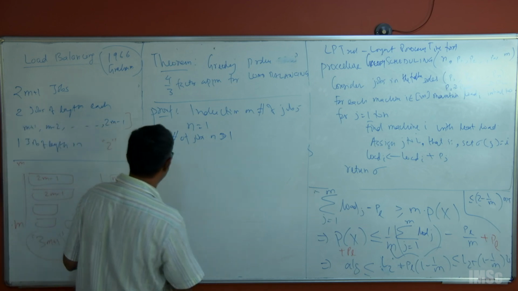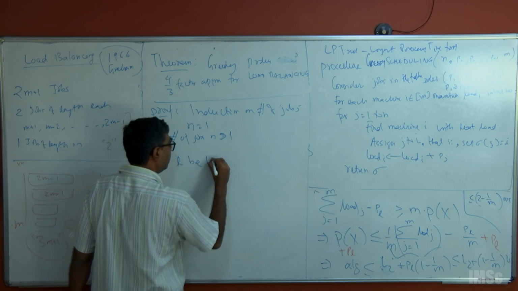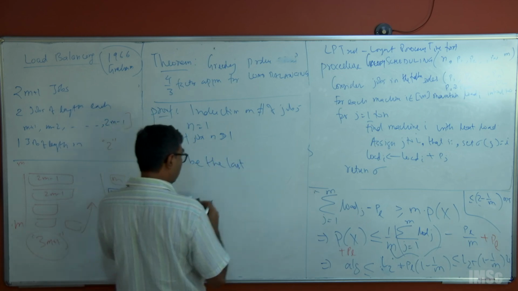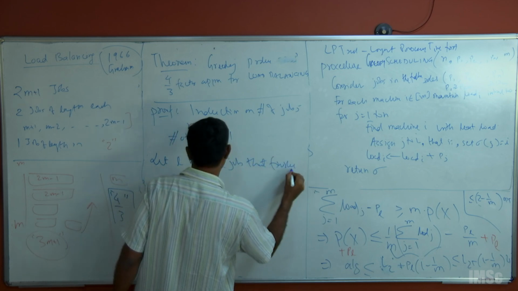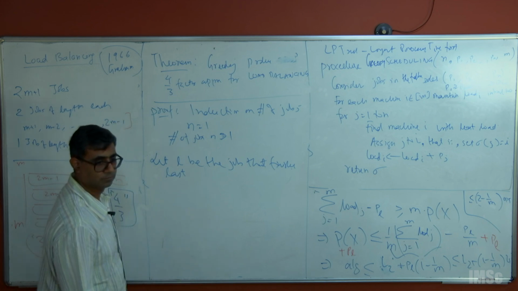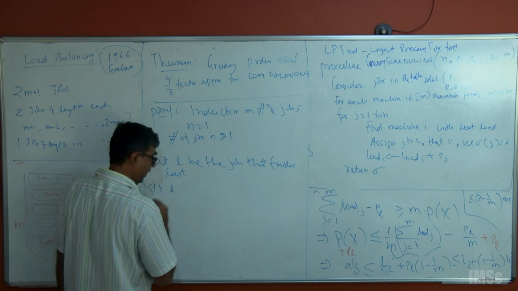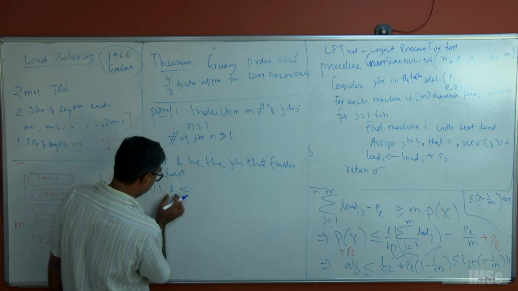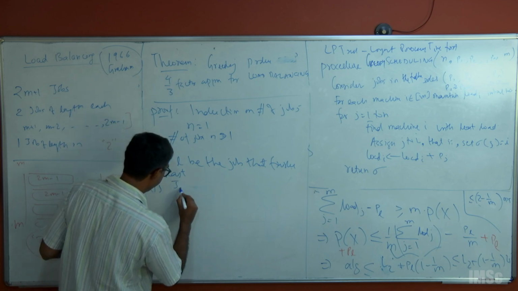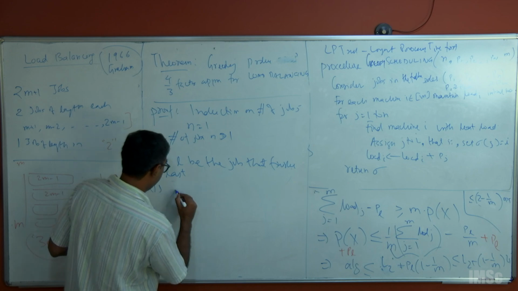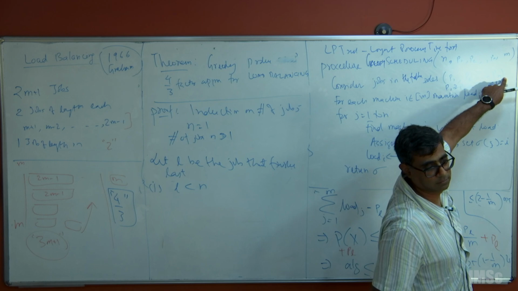I do the analysis as before. Let L be the job that finishes last. For now, let us assume L is strictly less than n. So, it is some item here which finishes last, not the last item. Then I will be done.